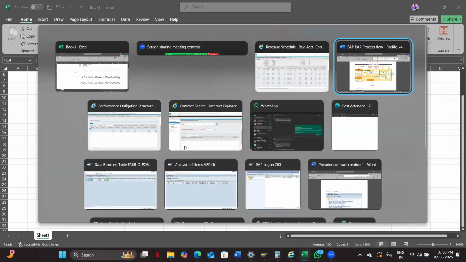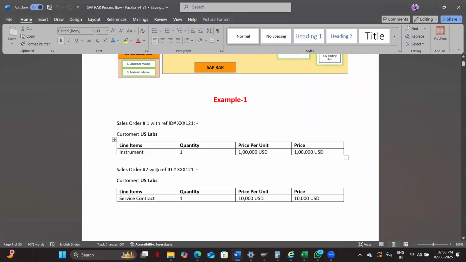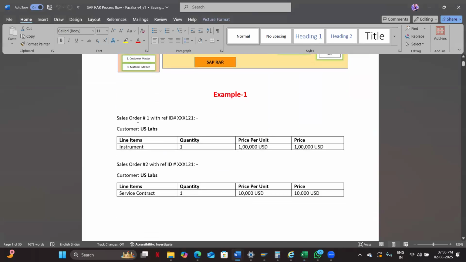Okay, so let me share examples. Basically, reference ID in SAP: if we have the same reference ID, it will generate one RAR contract. Remember these things and note them down. If there are two or three sales orders with the same reference ID, that will generate one RAR contract in SAP.